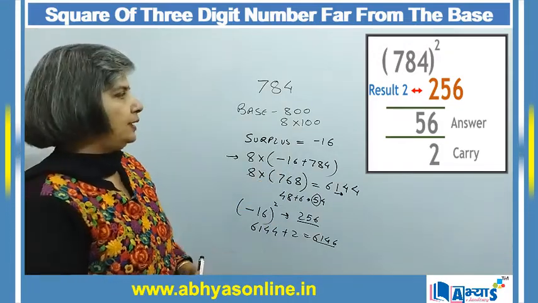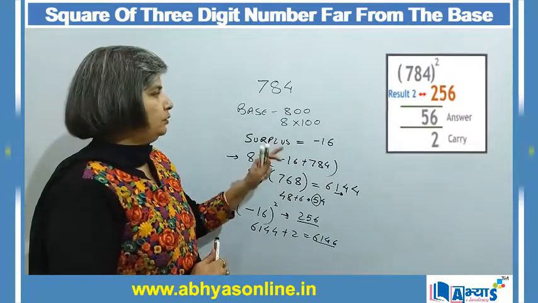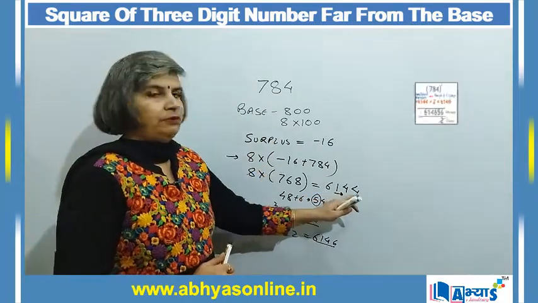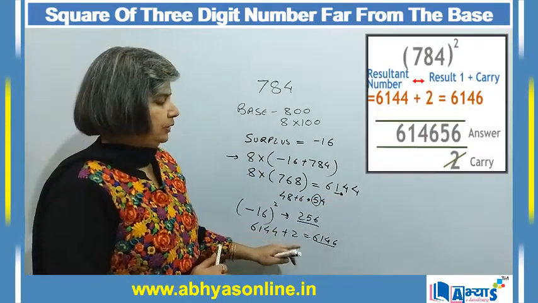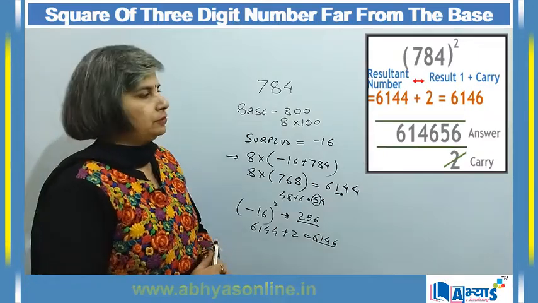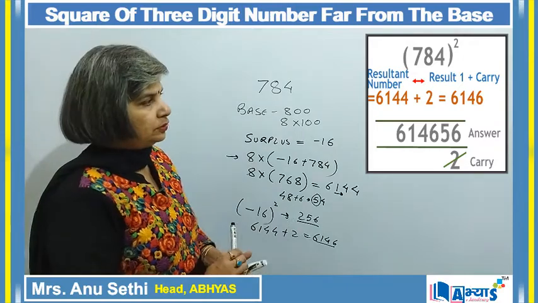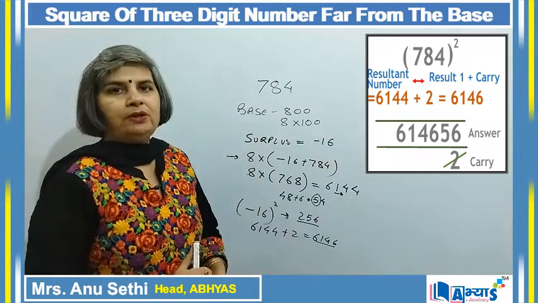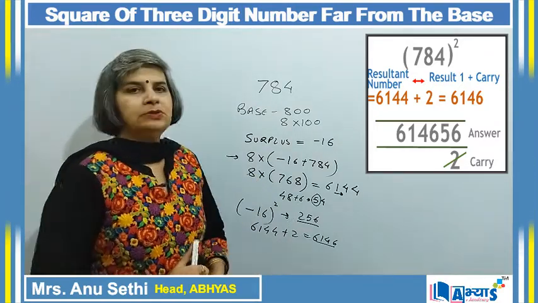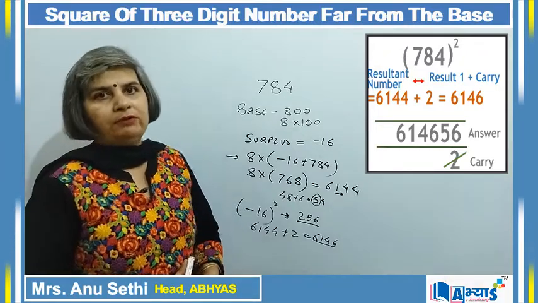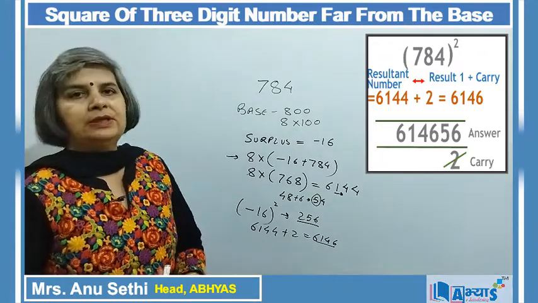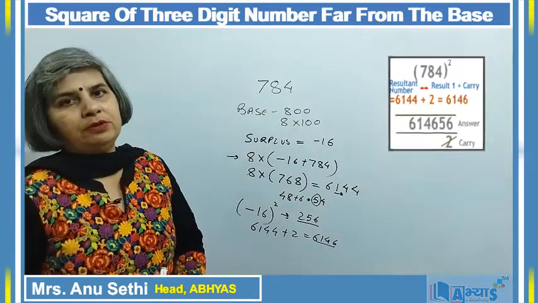This 2 is added to result 1. So the result 1 was 6144, and when I add 2 to it, it becomes 6146. Now this 6146 has been prefixed in the answer, so the answer becomes 614656. So this is how we can find the square of a 3-digit number in a much lesser time than the normal method of solving.